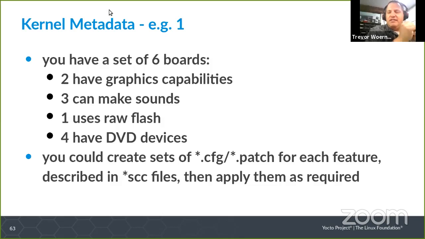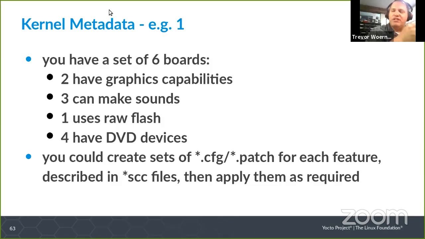By using the tooling, you can create a graphics SCC and a sound SCC and a this device has raw NAND flash SCC and this device has a DVD SCC. And then when you're building for a certain board or a certain machine type, you just simply include those. They would all have a base configuration, for example, and on top of that, these 2 would have the graphics and these 3 would have the sound and stuff like that.